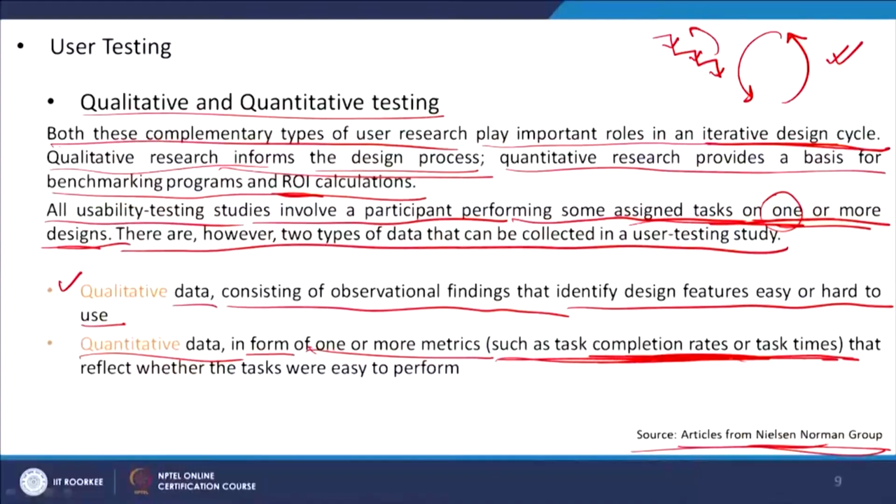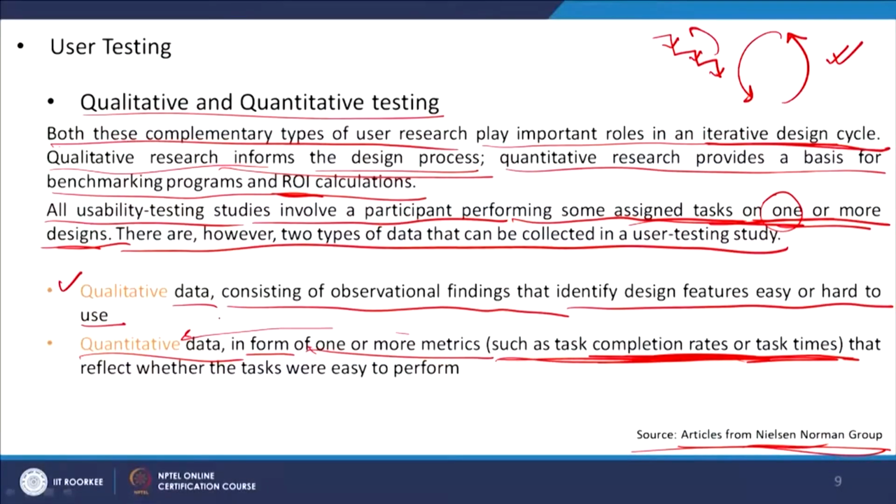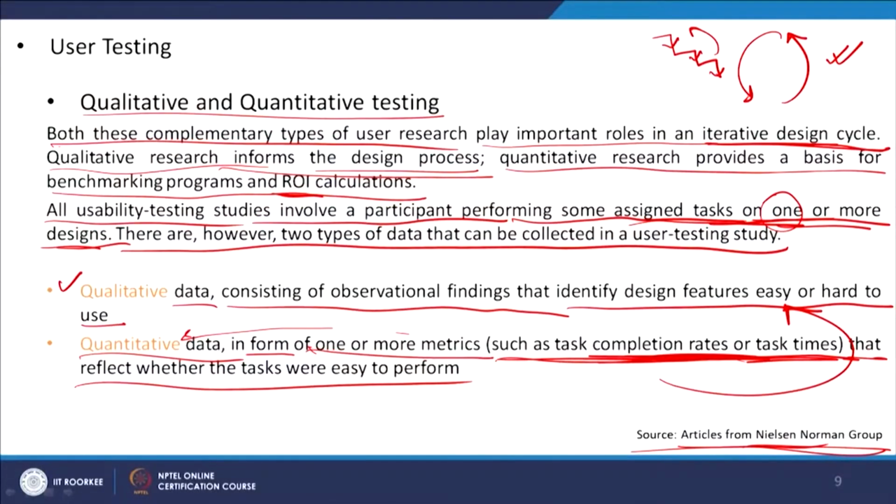So, there can be a number assigned for that, or a percentage of people who have completed the task, and the time. Time also can be recorded for this particular task, how much time people take on average. All these quantifiable data can be part of the quantitative research technique. So, this reflects whether the tasks were easy to perform or not.